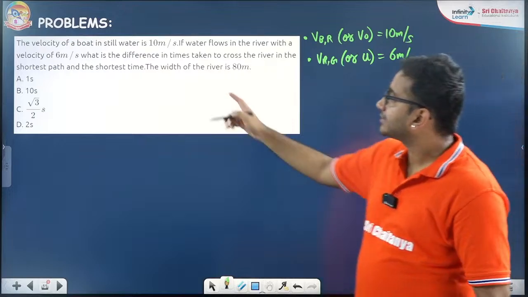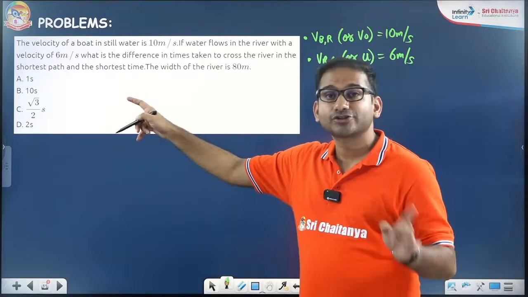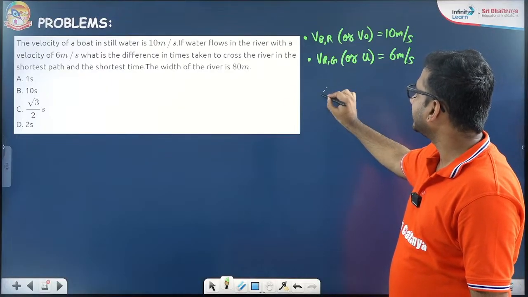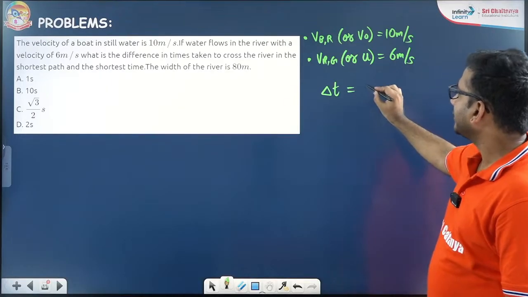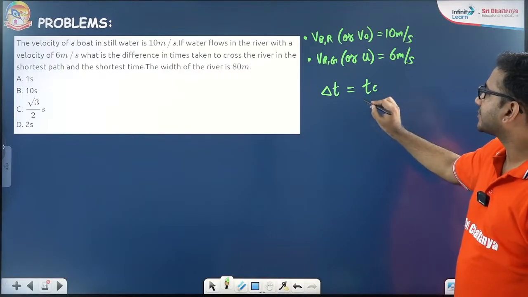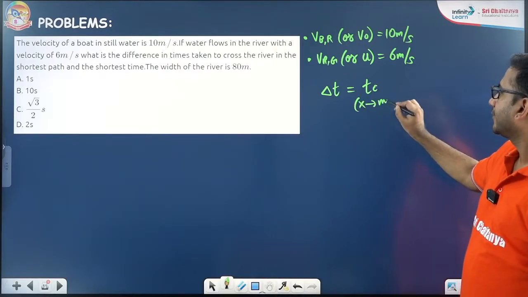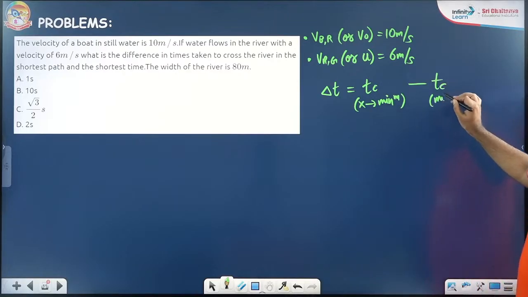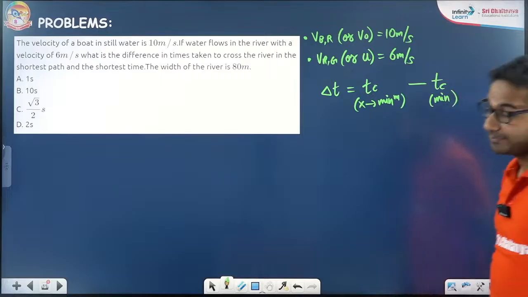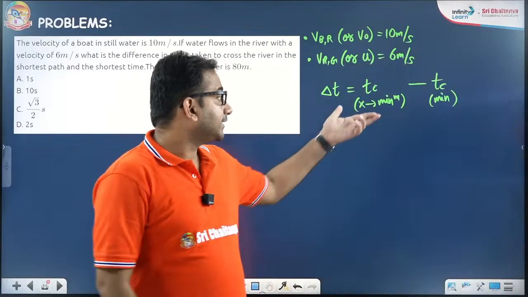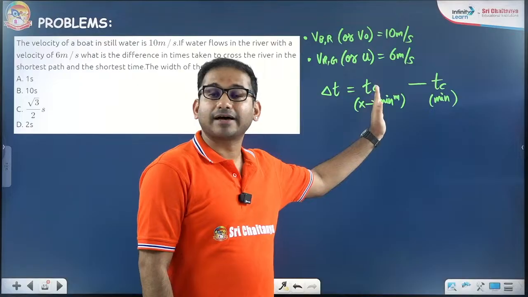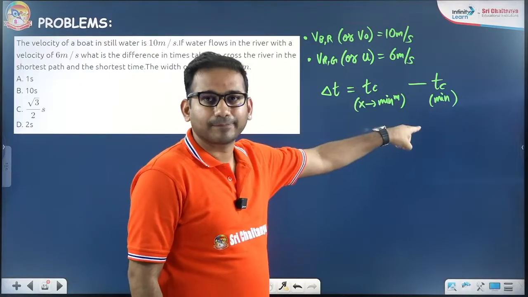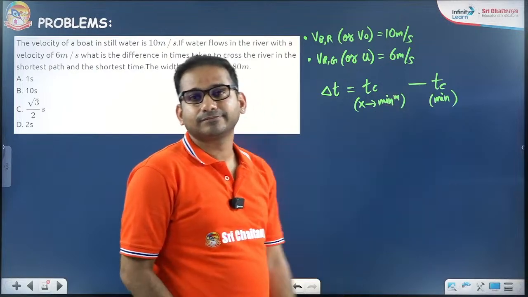What is the difference in time taken to cross the river in the shortest path and the shortest time? So they are asking you delta T: the time of crossing in the shortest path, when X is minimum, minus the time of crossing when time itself is minimum. I repeat, they are asking for the difference in time taken in the shortest path and in the minimum time. The shortest path means when X is minimum, and the shortest time is when time itself is minimum. That is the second case.